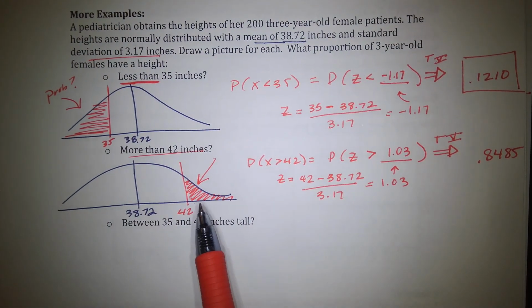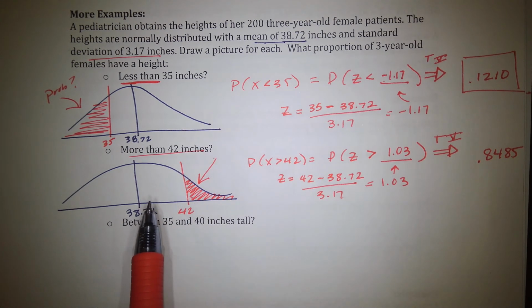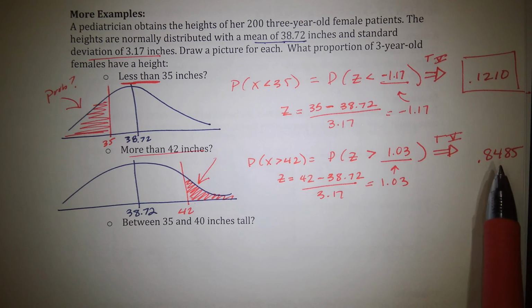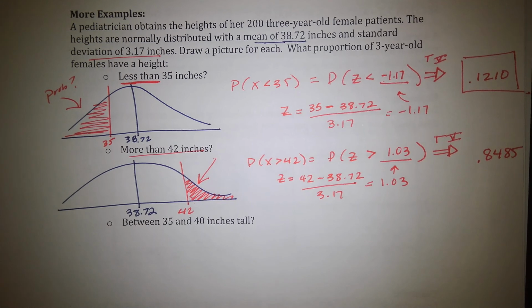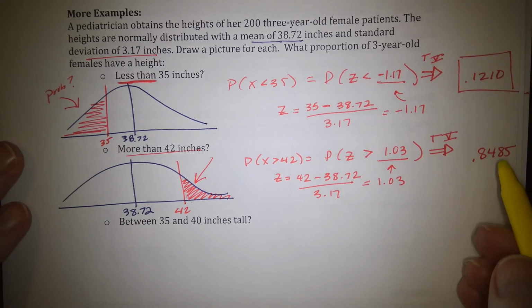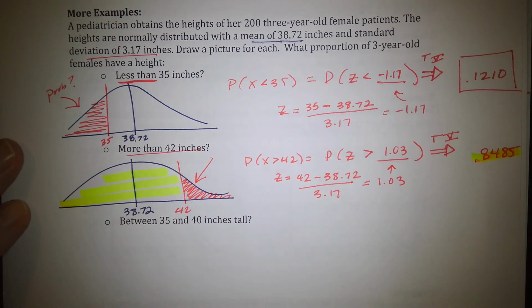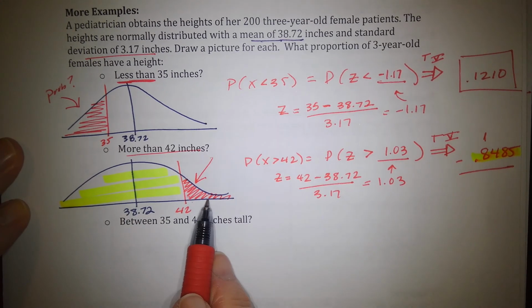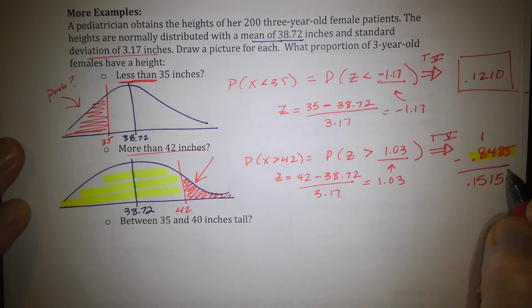But when I look at this shaded area, I automatically know that that answer is not correct. This little shaded area is certainly less than half of the graph. So why am I getting a probability that is 84%? In other words, a lot larger than half of the graph. And that's because, remember, when you look up a probability from the table, this number is always going to be the probability that is to the left of a line. I don't want the area to the left of the line. I want the area to the right. So I have to subtract that number from 1 to get the other side. And when I subtract that number from 1, I get a probability of 0.1515.